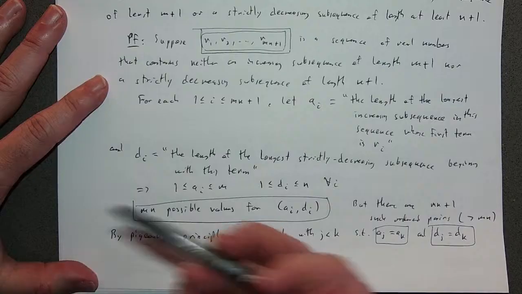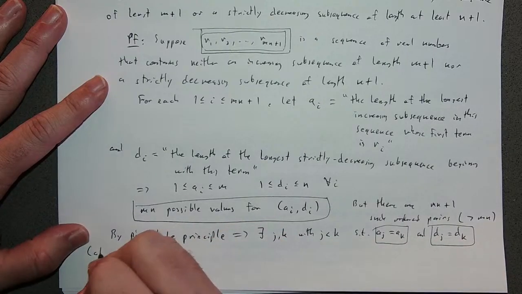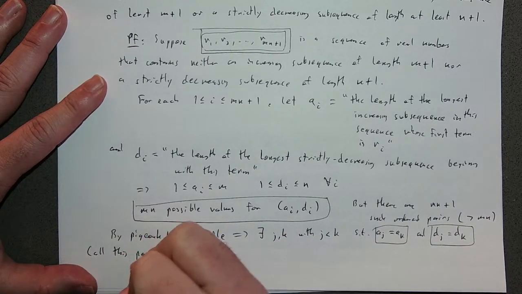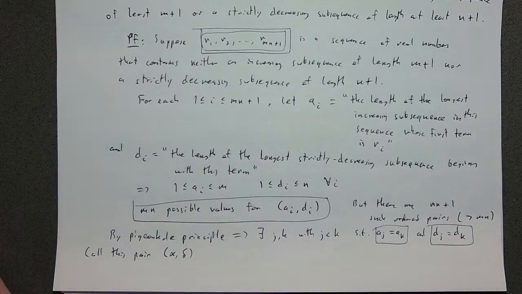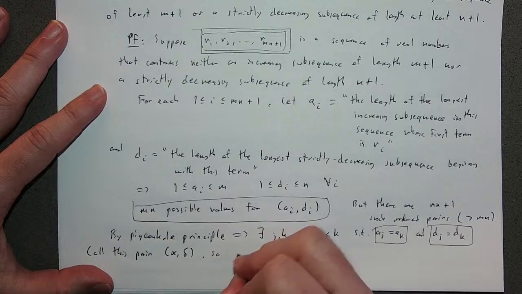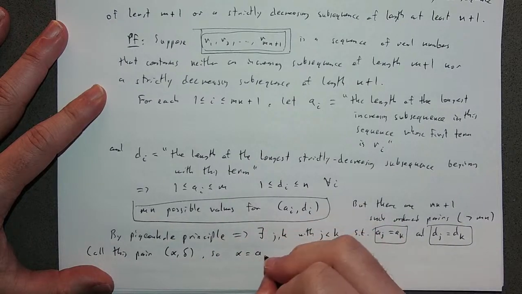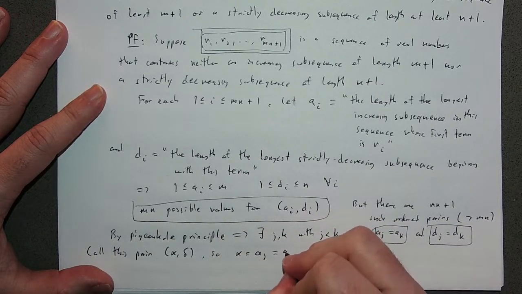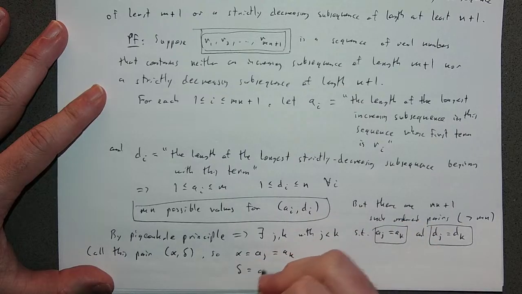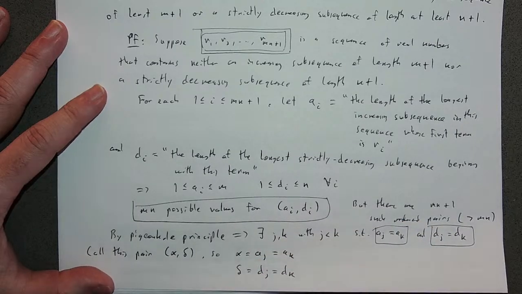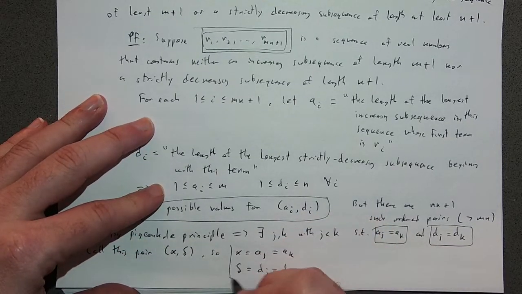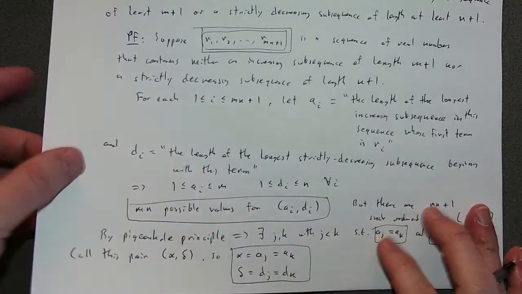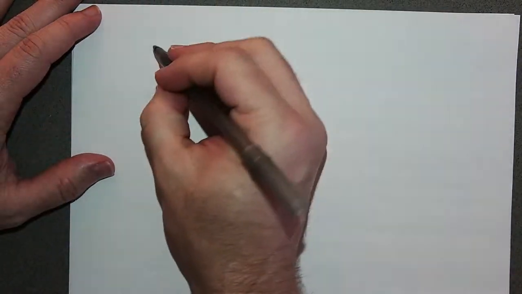So call this pair alpha and delta. So call this pair alpha delta. Okay, so alpha is a sub j, which is the same as a sub k, and delta is d sub j, which is the same as d sub k. Okay. Now, let's use this. So we're continuing the proof here.